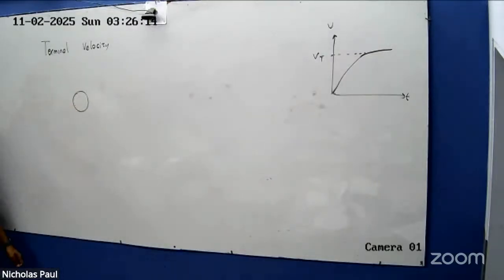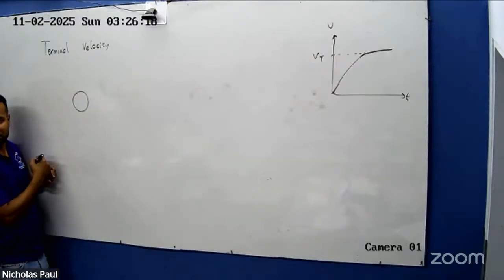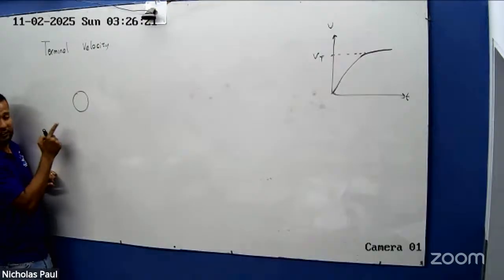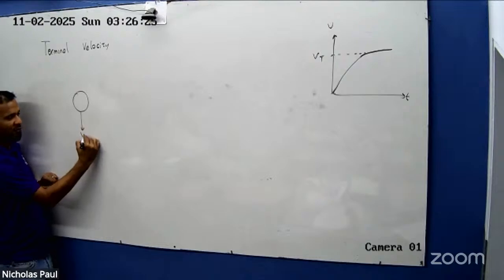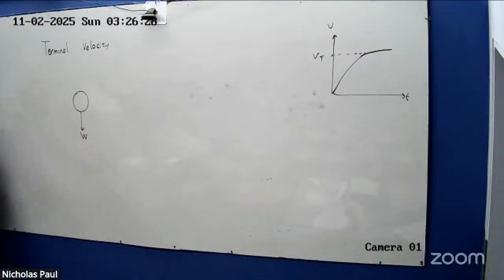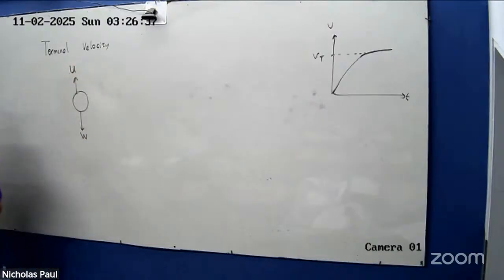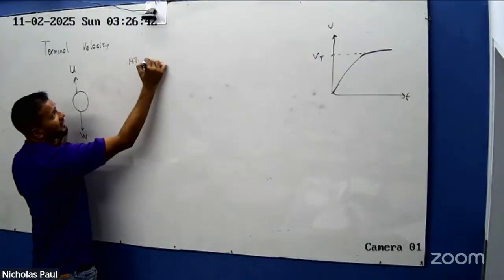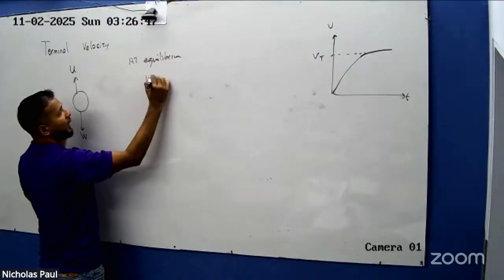Let's say I give you an object. What are the forces acting on this object right now? Weight. Gravity is not a force, weight. What is acting on it? It's not moving. Upthrust. It also has upthrust. So right now it's in equilibrium, right? So at equilibrium, weight is equal to upthrust.